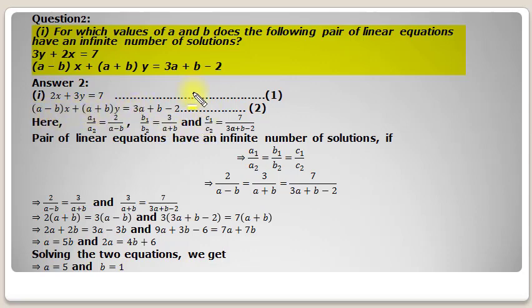If you bring the whole of this thing to the LHS, it will become minus of the whole of this. So the values of a1 and a2 will be 2 and a minus b, so the ratio will be 2 upon a minus b. The ratio of b1 and b2 will be 3 upon a plus b, and the ratio of c1 upon c2 is equal to minus 7 upon minus of this whole.